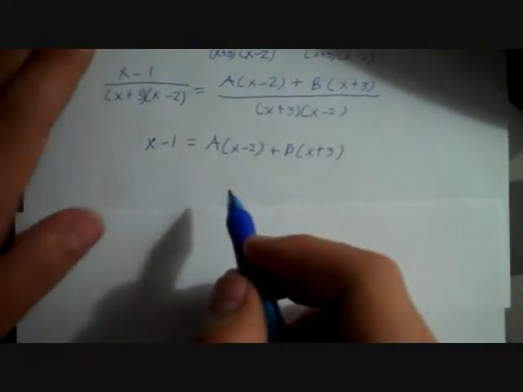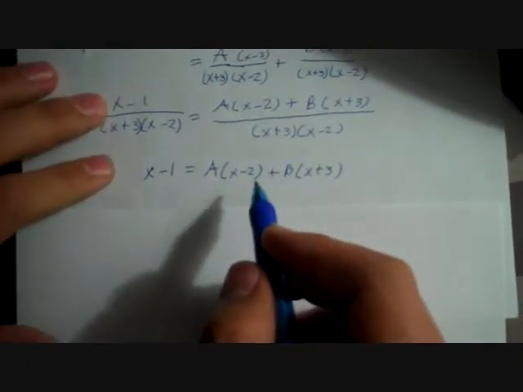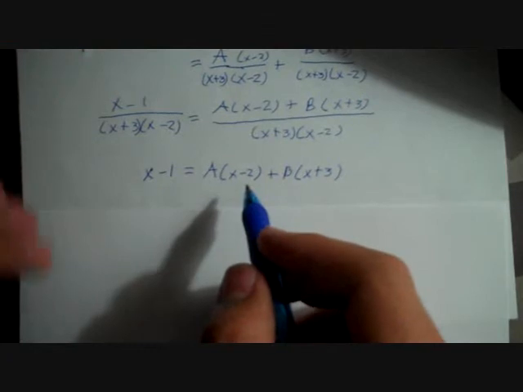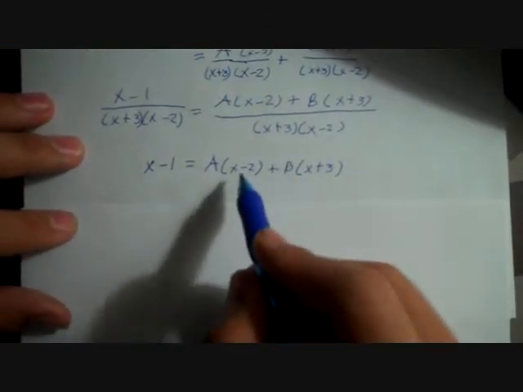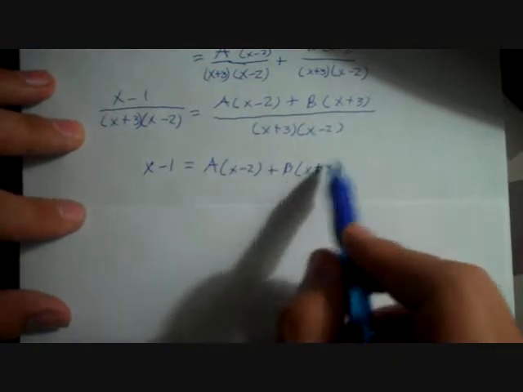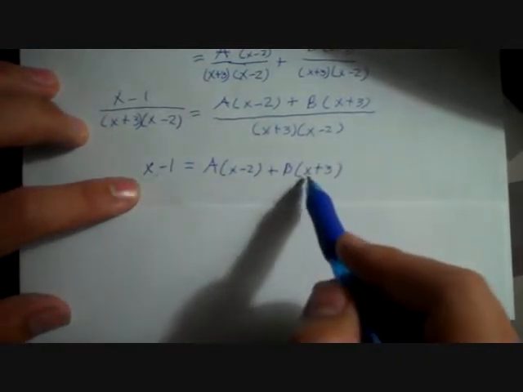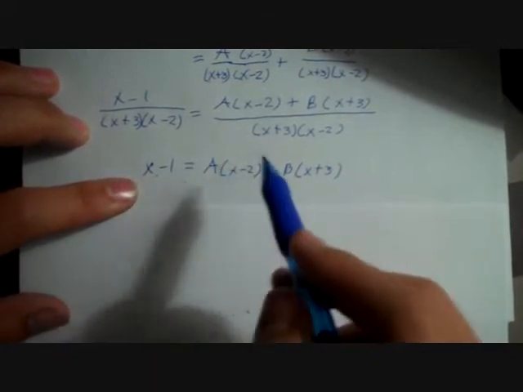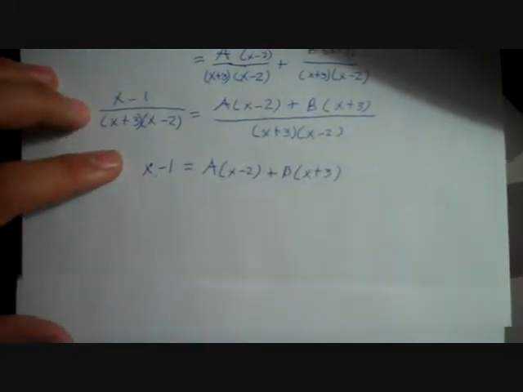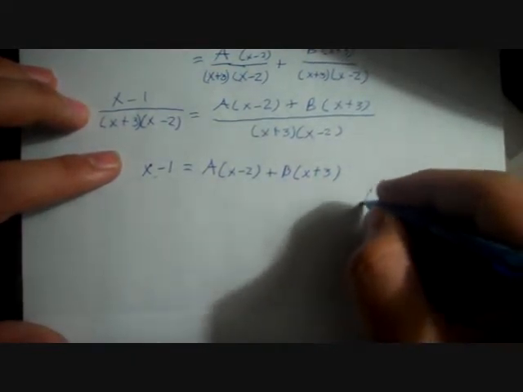Alright? So how can we solve for a and b? Well, what we usually do is we pick convenient values for x so that they make either a or b disappear, and also at the same time make x disappear, so then we have one equation and one variable which we can solve.